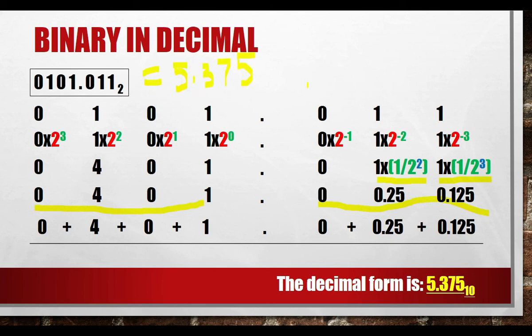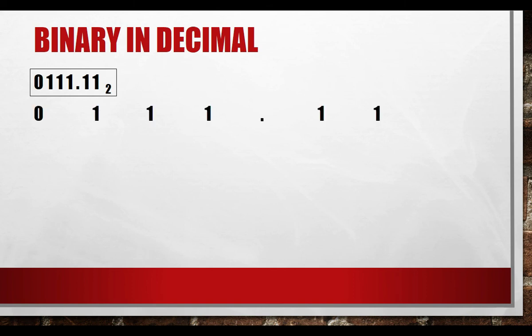Okay, so let's continue. For our last example, let's try these binary numbers, 0111.11. Let's rewrite this in a wider form, but this time we will take a shortcut. What we will do is to count starting from the first bit of the whole number up to the last bit, and the same thing with the fractional part.